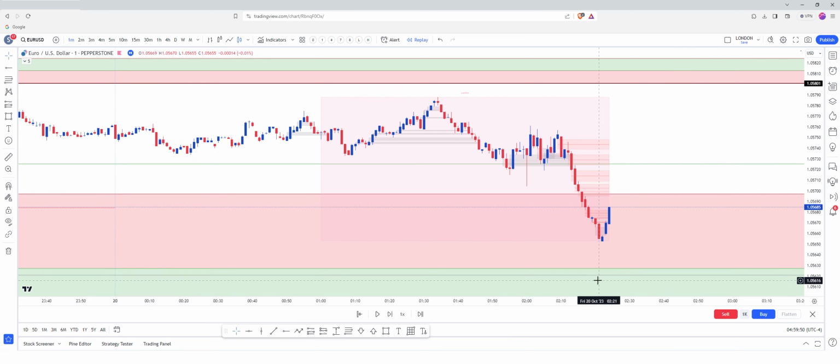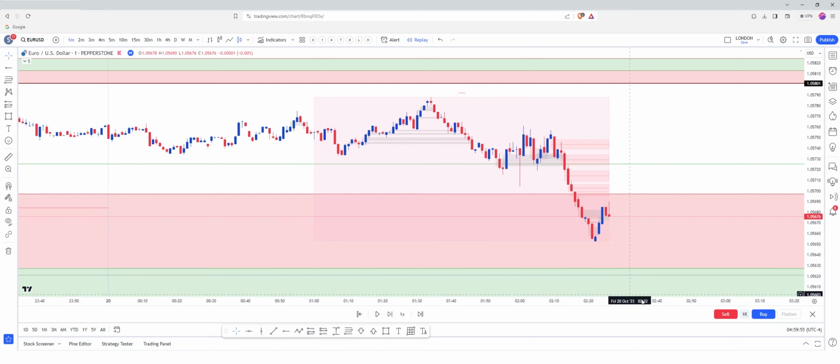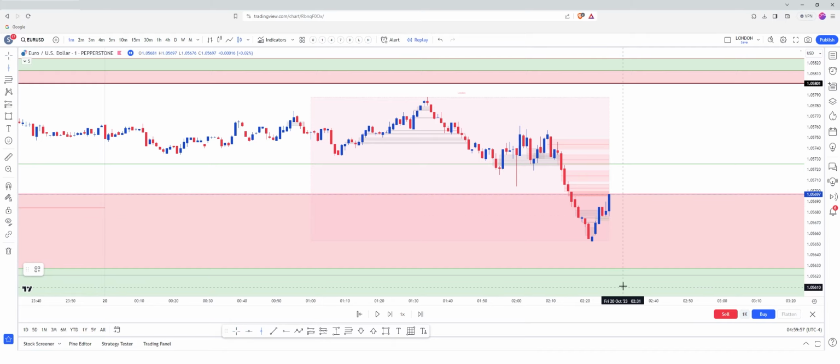So price is continuing down. We're into 221, so 230 is a key time we're going to be looking at. As you'll know from previous videos, I like to monitor 15-minute candle opens. So 230, 245, 3 AM.